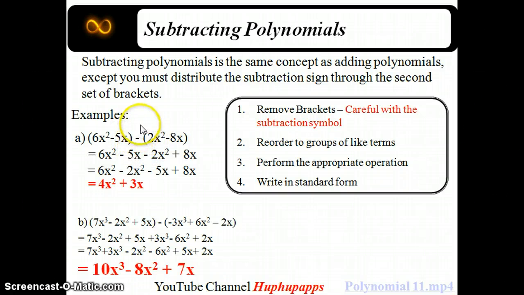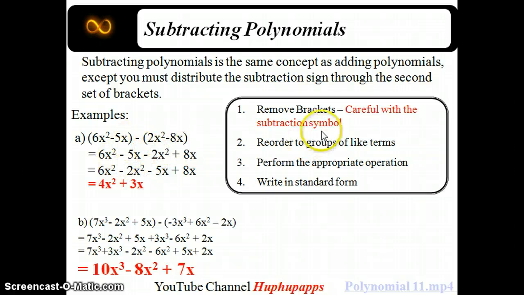A negative distributed into the 2x squared and the negative distributed into the negative 8x gives me negative and a positive is a minus 2x squared. A negative and a negative is a positive 8x. So once again, we distribute the negative sign into the brackets. A negative and a positive gives me a negative 2x squared. A negative and a negative give me a positive 8x.